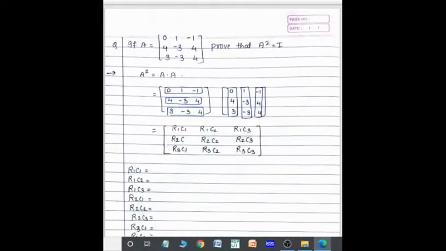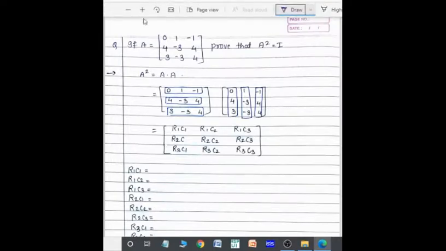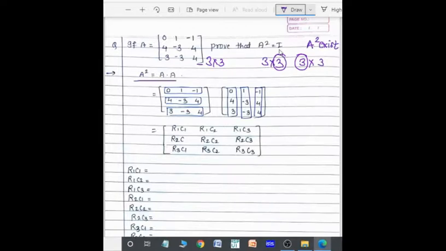Now we'll go to the multiplication of 3 by 3 matrices, in the same way. If matrix A is given of order 3 by 3, prove that A square is equal to I. We are going to multiply the same matrix. The columns of the first matrix must equal the rows of the second matrix, so A square exists. So write down A square is equal to A into A.